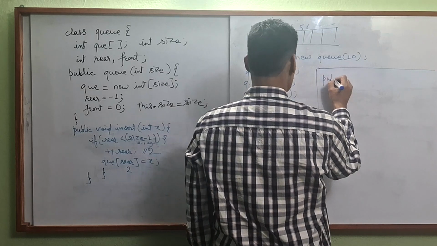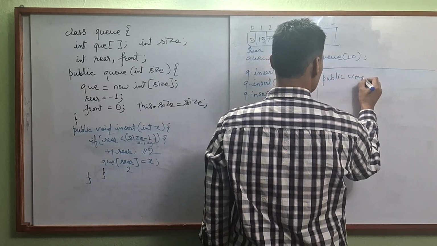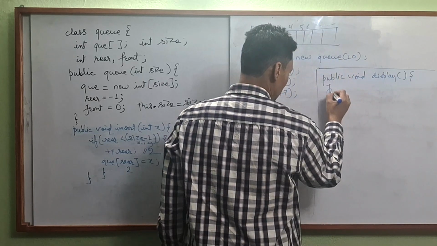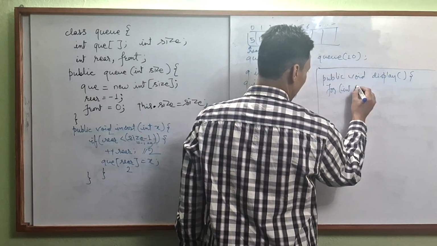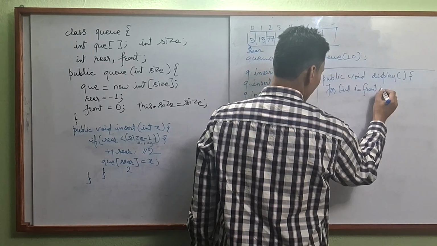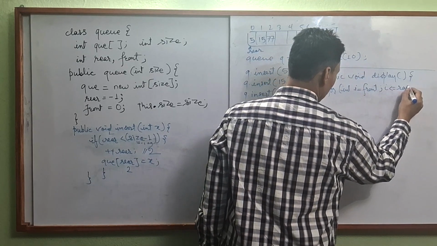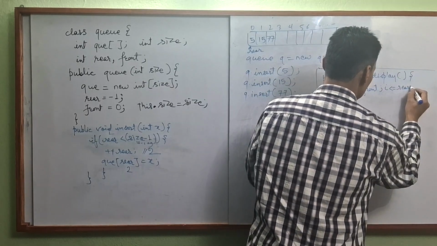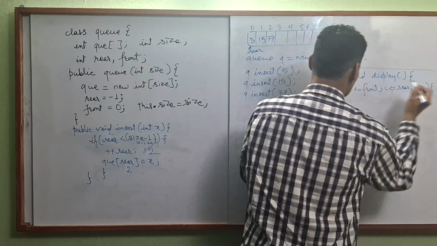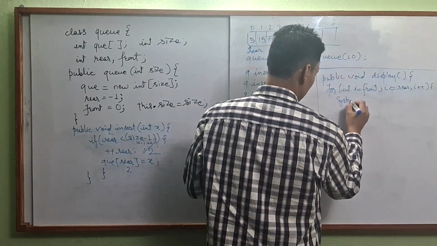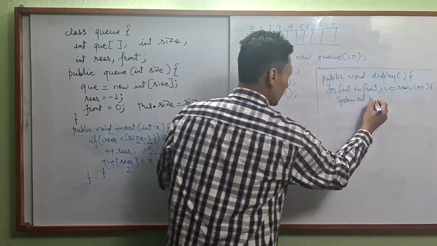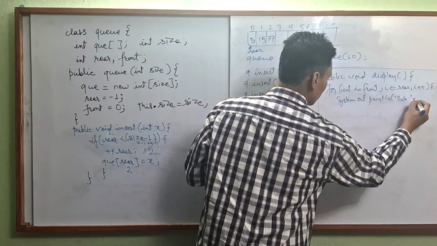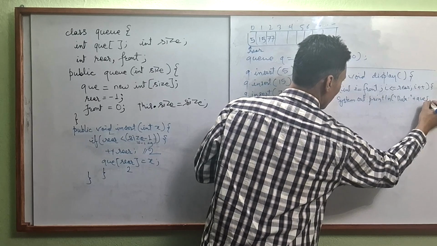Public void display. Now for this, we'll be using the for loop. int i is equal to front; i less than or equal to rear; i plus plus. Now what to do? System.out.println(data plus q[i]).